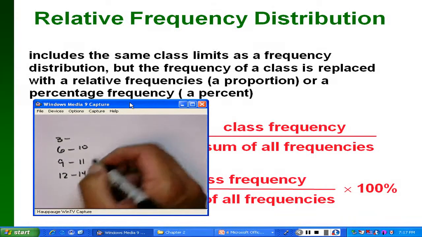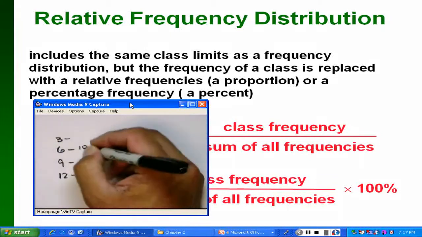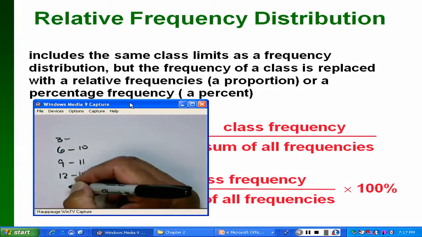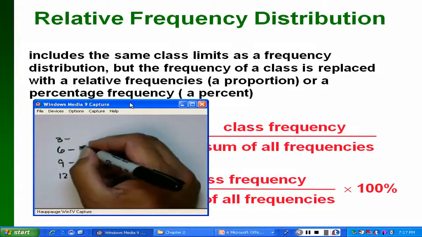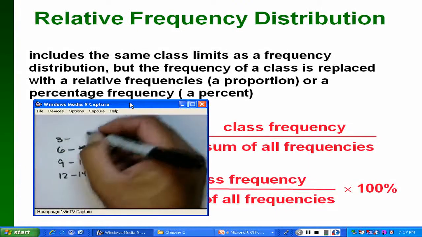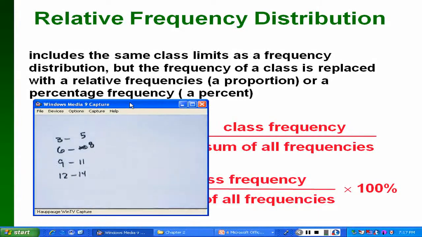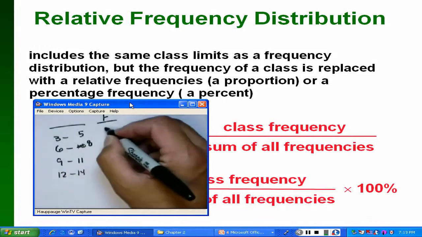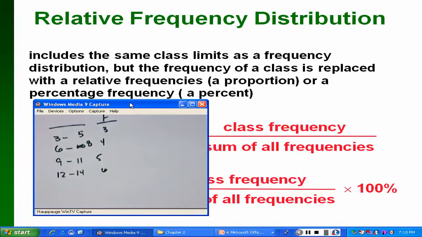That's not right. Maybe 6 to 8. Yeah, it would be 6 to 8. Okay, thank you. Okay, so let's say that was your classes, and here's your frequency, and there's 3, 4, 5, and 6, right?